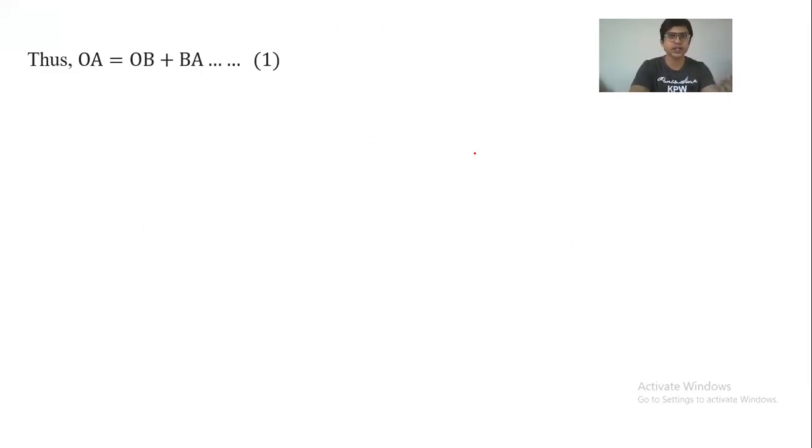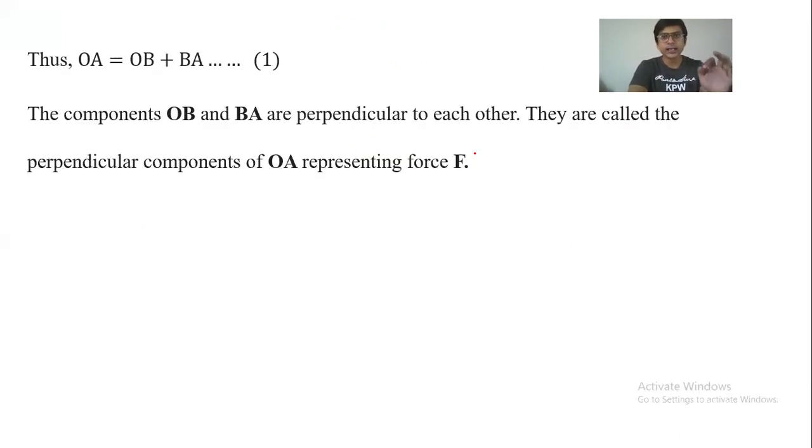Okay, so you could say that OA is equal to OB plus BA. You could call it equation number 1. Then, thus the components OB and BA are perpendicular to each other. They are called the perpendicular components of OA representing force F. Okay. Then OB and BA are the perpendicular components of the force F, which is represented by OA as I have shown in the previous diagram.